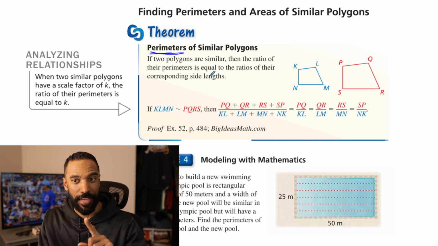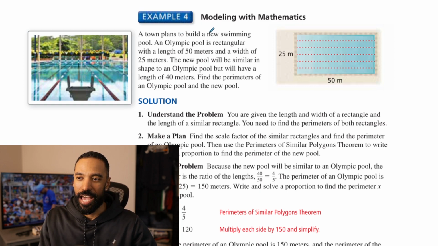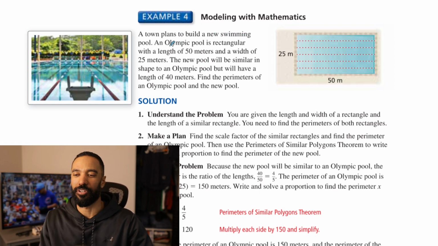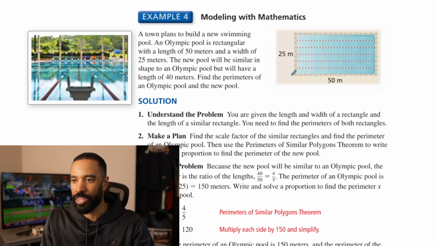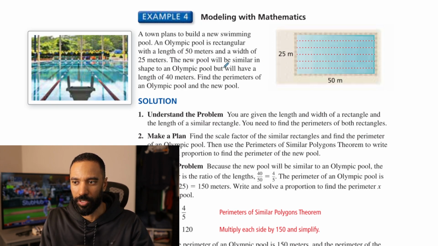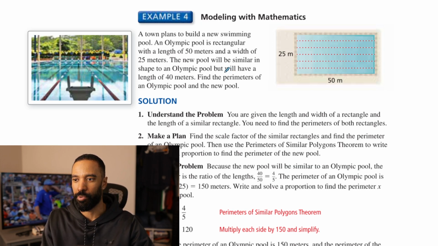I'll save the however for area. It doesn't seem like they're saying area yet. Here's an example. A town plans to build a new swimming pool. An Olympic pool is rectangular with a length of 50 meters and a width of 25 meters. The new pool will be similar in shape to an Olympic pool, but will have a length of 40 meters. Find perimeters of an Olympic pool and the new pool.